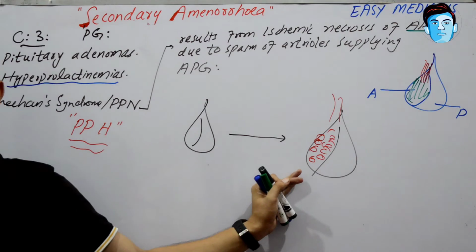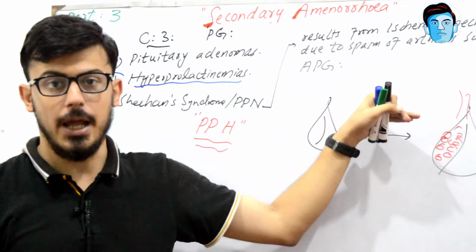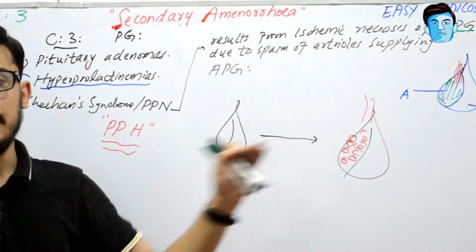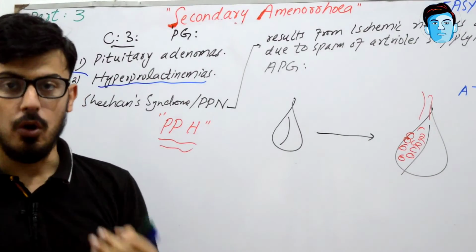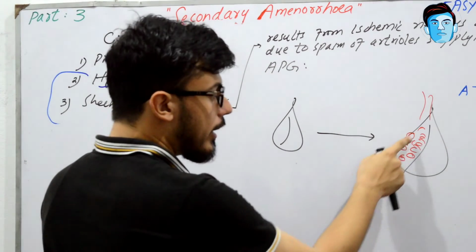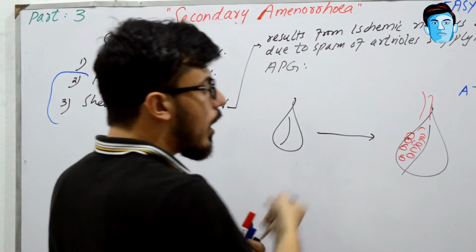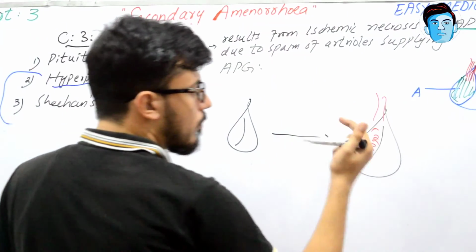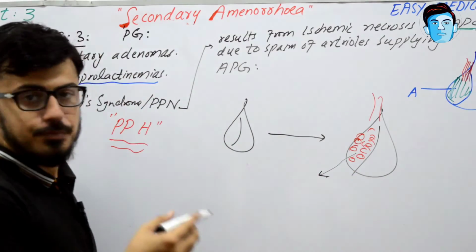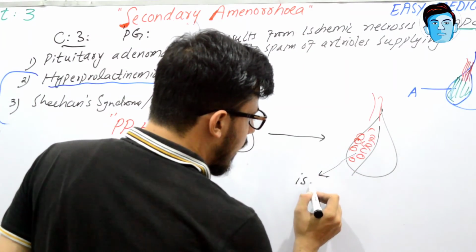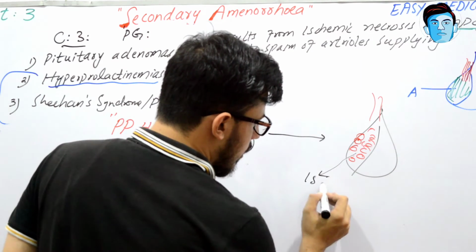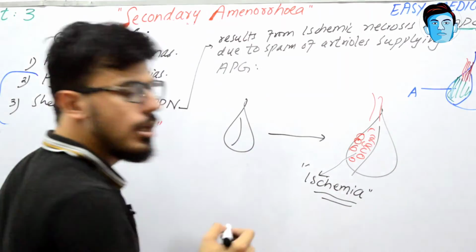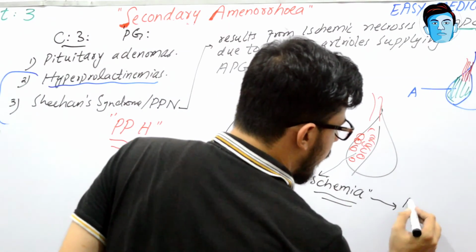Already the pituitary gland is not receiving proper blood supply, while in postpartum hemorrhage the blood supply to the pituitary gland is more compromised, it is even lower. So in that condition, all the prolactin secreting cells are not getting a proper blood supply. So what happens as a result of this? Ischemia occurs, and because of this ischemia, it can lead to panhypopituitarism.